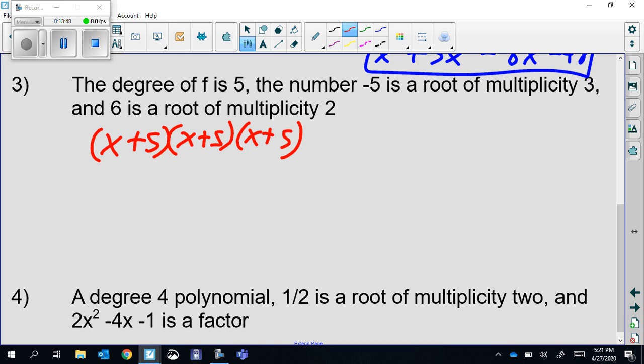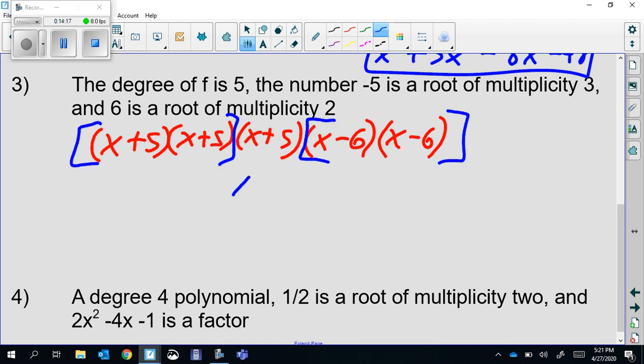And then 6 is a root with multiplicity 2. Which means x minus 6 is there twice. It's a lot of multiplying out, but we can do it. Pick any two things you want to multiply together and start with that. So let's multiply these two together, and then we'll multiply these two together also. We'll just have an extra x plus 5 at the end.